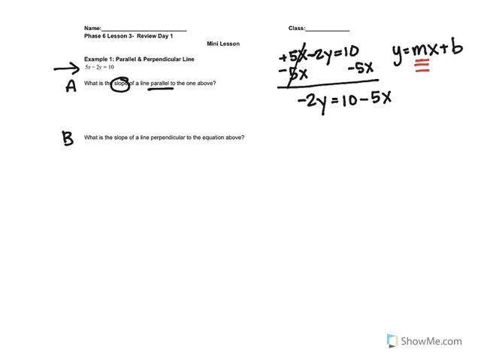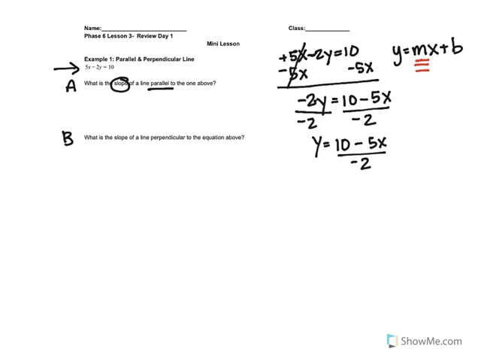Now I have to get rid of this negative 2 here that's next to the y. Well, this negative 2 is being multiplied because that's negative 2 times y. So in order to get rid of it, I have to do the opposite and divide by that same number. So I'm going to divide everything by negative 2. And I get y equals 10 minus 5x over negative 2.